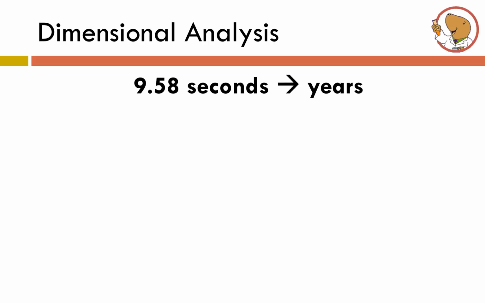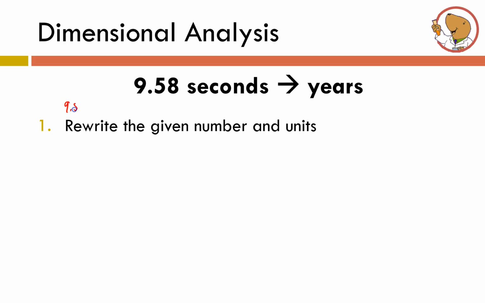Let's walk through one together. Let's say for whatever reason you want to try to convert 9.58 seconds into years. So really the first thing that I always do is rewrite the given number and units. And I'm not sure how much room I'm going to have to do this. I'll do it up here. So I've got 9.58 seconds. I'm going to abbreviate seconds with S.